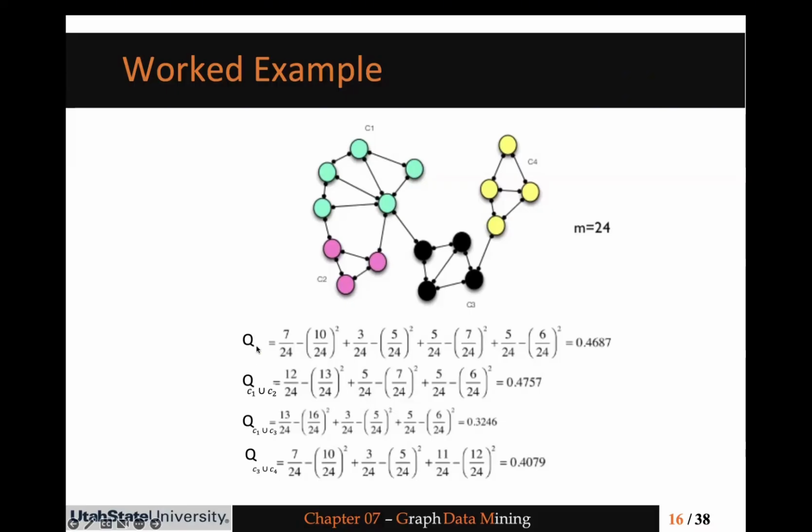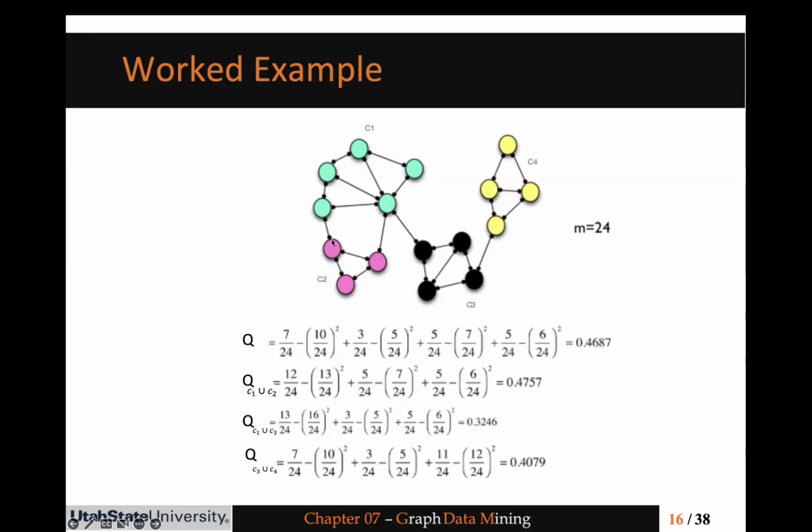So Q here is nothing but 7 over 24. So 24 is the total number of edges which exist in this graph, and 7 is the number of edges which link the green together. So we have 1, 2, 3, 4, 5, 6, and 7. In addition to that, we have 3 more edges which link the green to the outside communities, and therefore we have 3 plus 7, which is 10 over 24 squared, our B squared factor for C1 here.